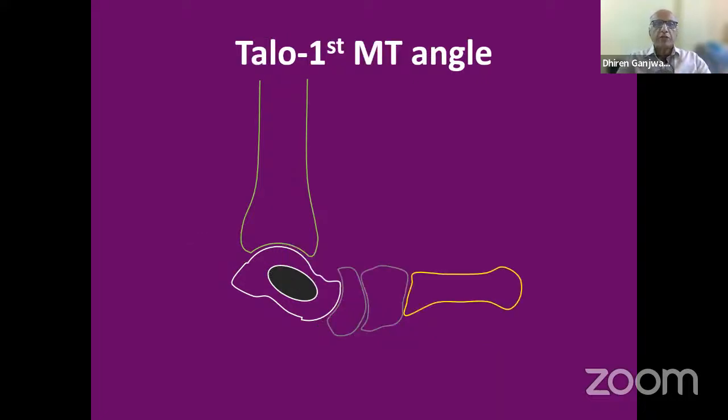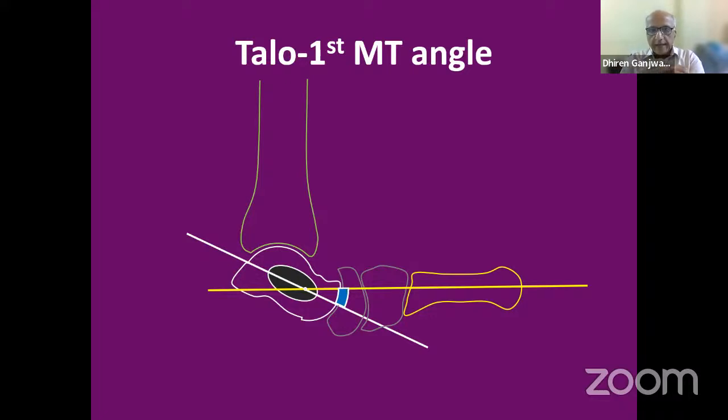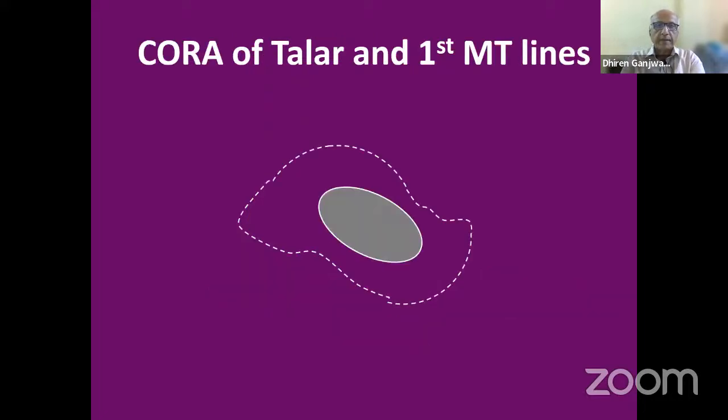The second angle which we measured is the talo first metatarsal angle. So it is something like this. The long axis of the talus and the long axis of the first metatarsal, and we measured the angle as shown in blue. So this is the second angle. And then we decided where these two lines, the line representing the talus and the line representing the first metatarsal, intersect. We call that the CORA.